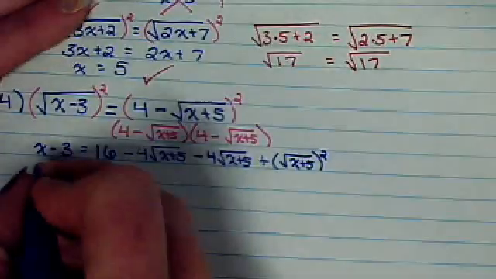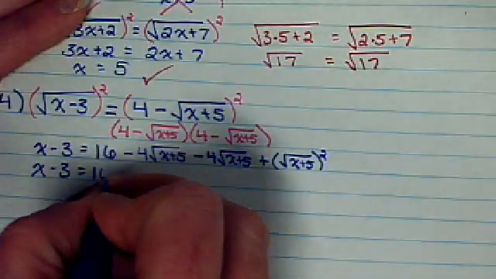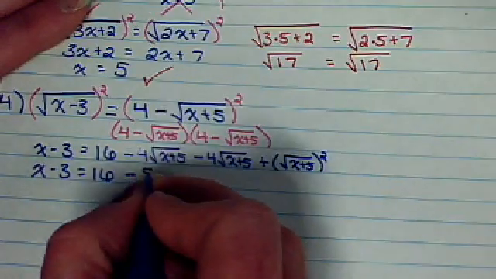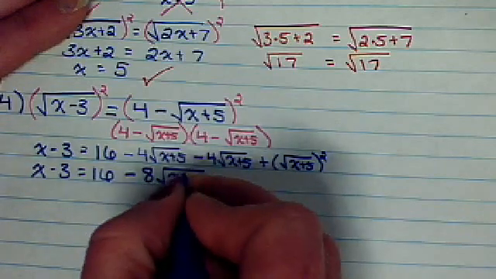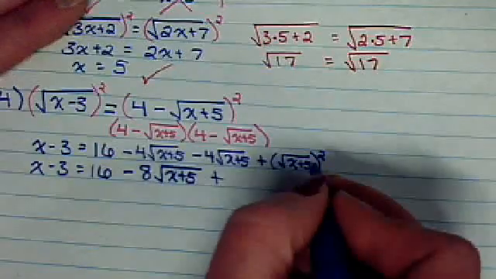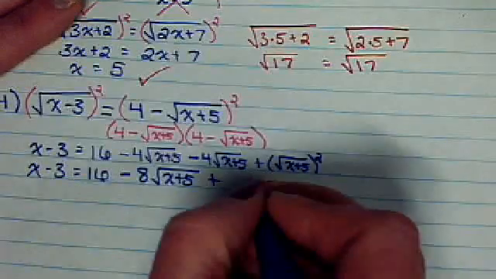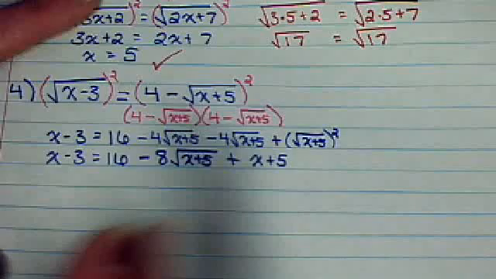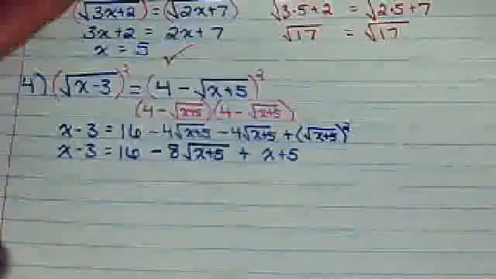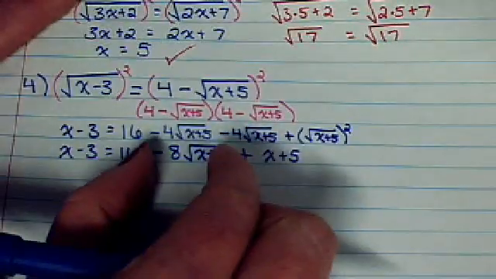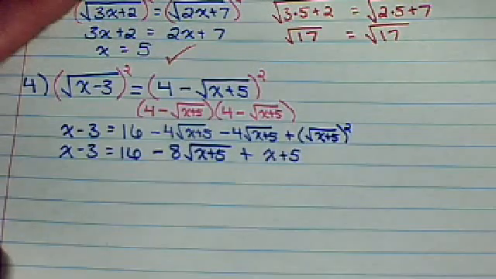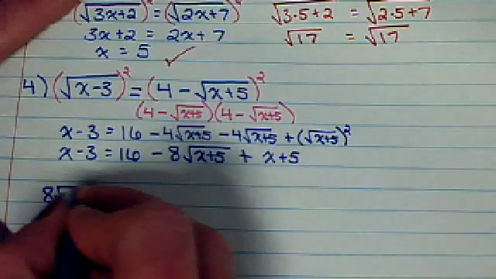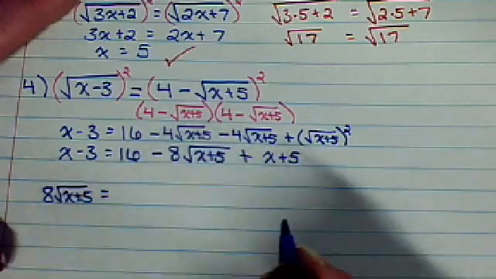Now let's see what happens. We have an x minus 3 here, 16 here, a negative 4 times something, and another negative 4 times something gives me a negative 8 times whatever that thing is, plus the square root of x plus 5 squared, which is just x plus 5. Now, we want to isolate the radical that's left. I'm actually going to move that one over to the left side and it would become 8 square root of x plus 5, because I'm going to add it to both sides.